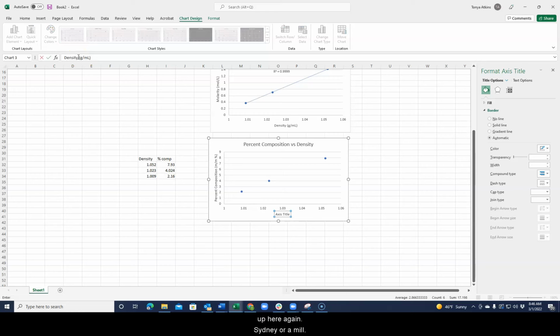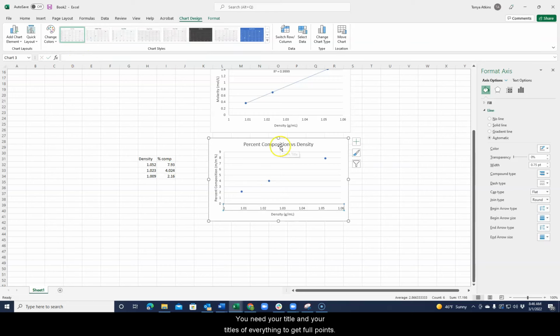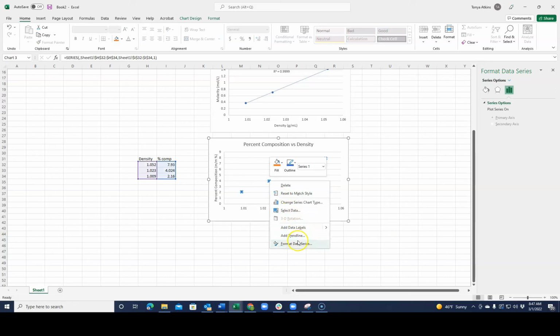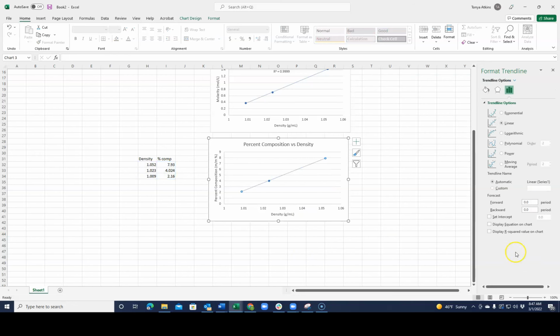Okay, so just like our hand-drawn graph, you need your title and your titles of everything to get full points. All right, now here are our data points. How do I get this trend line again? You're going to right-click, add the trend line, and then display equation on chart, display R value. Oh, look at that. That's 1, so that's really good. That means the percent composition and density really correlated well. All right, so it's linear.